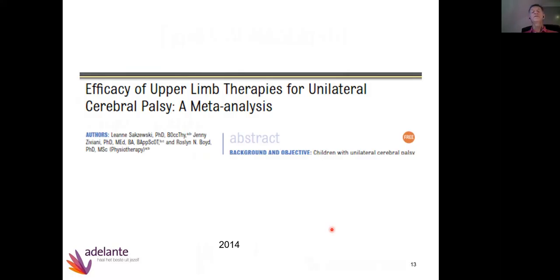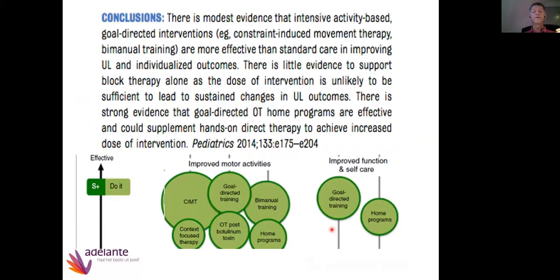Liane Saksowski in 2013 had performed a meta-analysis about the efficacy of all types of upper limb therapies. And what she showed with her group is that intensive activity-based goal-directed interventions like constraint-induced movement therapy or bimanual training are more effective than regular care. However, there is little evidence.